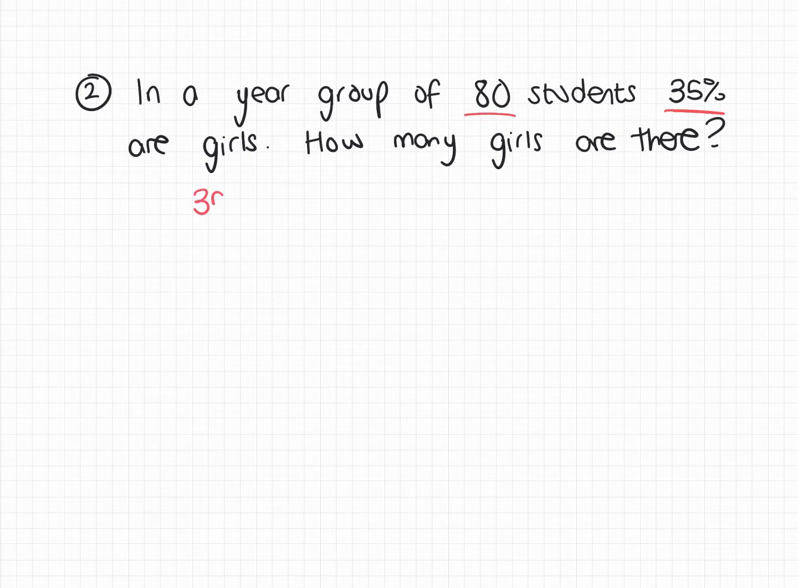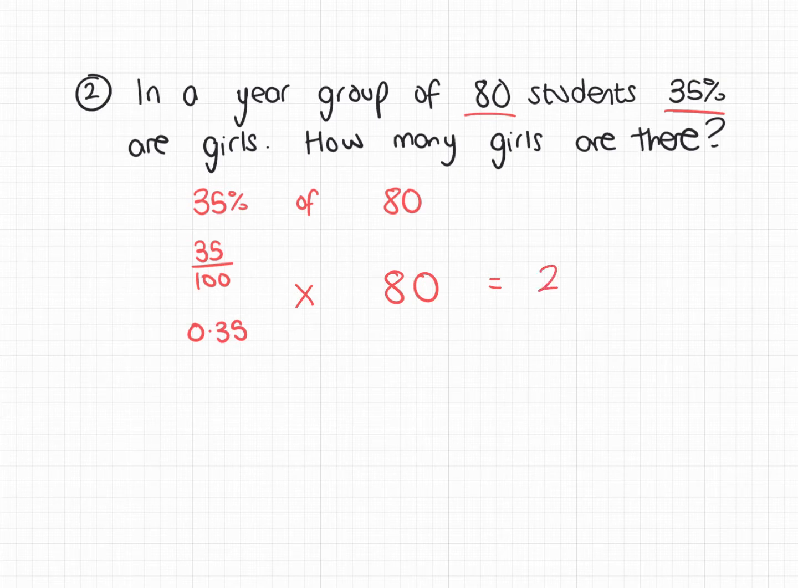So if I want to work out 35% of 80, 35% we can write as 35 over 100 or 0.35. It doesn't matter which one of those you use. Of means times by 80. So whichever way you want to do it, 0.35 or 35 over 100 times 80 equals, and that tells us there are 28 girls.